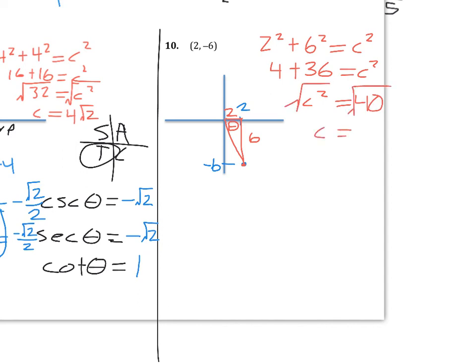What's the square root of 40? 40 is 4 times 10. We know 4 has a square root of 2, so the 10 stays inside. 10 doesn't break down because it's 2 times 5. There are no pairs there. So the hypotenuse is 2 radical 10.